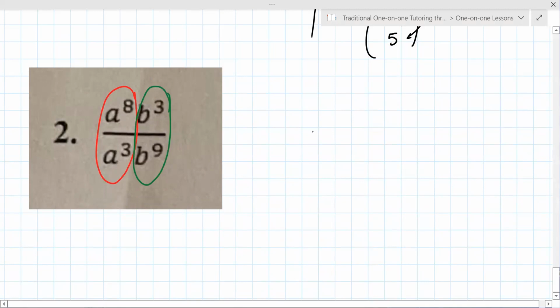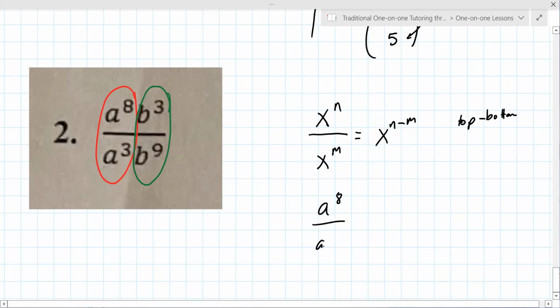Like a to the 8th and a to the 3rd, it does a subtraction thing. Yes, that would be really good. So it's written this way, but I think the words are more powerful. If the bases are the same, in this case the base is a, and you're dividing, you subtract the exponents. And it's always top minus bottom. So in your case, a to the 8th over a cubed is a to the 8 minus 3, which is a to the 5th power. So this red one becomes a to the 5th.